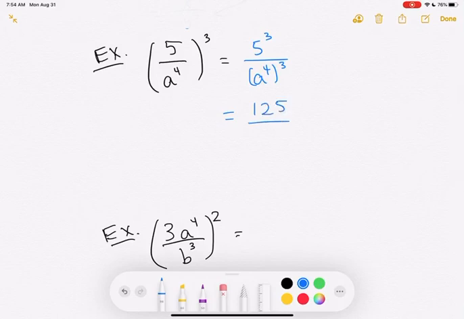And then now apply that rule. So we got the a to the 4th. Then cubed, we just multiply to get a to the 12th.